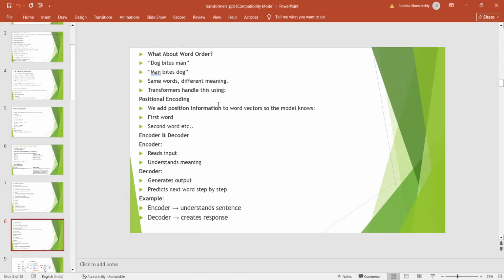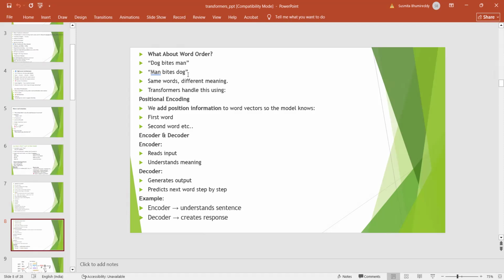So this is about giving the order for each word. We have a sentence, dog bites man, and we can also get man bites dog. So same words but different meaning. How will transformers handle this? The input we have given is dog bites man, but it may return man bites dog. We don't want this. We want only dog bites man.